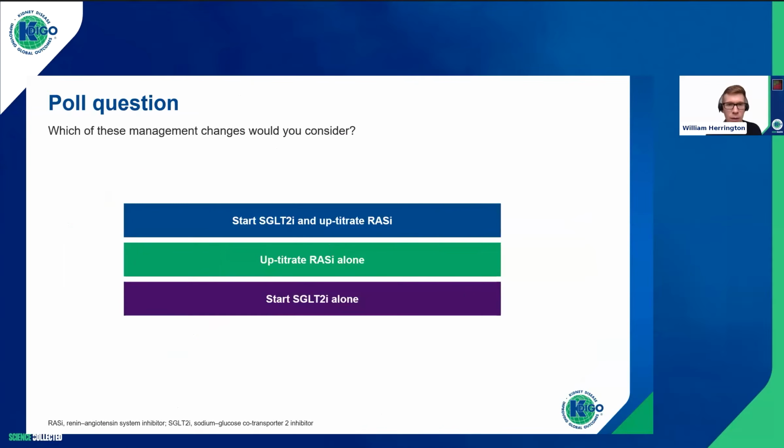So you've seen Leon's numbers. He's got an eGFR just above 50 without albuminuria. He's got poorly controlled blood pressure and his CKD and cardiovascular risk he's managing. So which one of these would you consider for Leon? The final question. Please answer as quickly as you can.